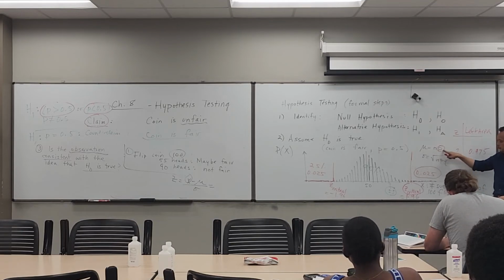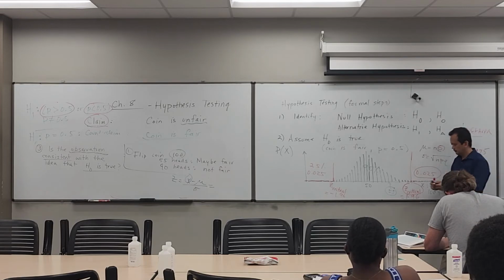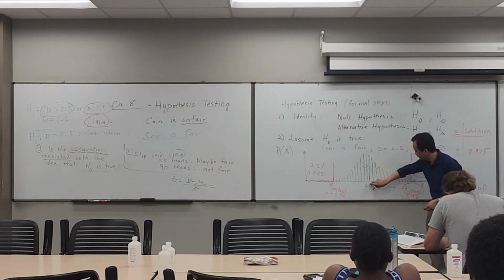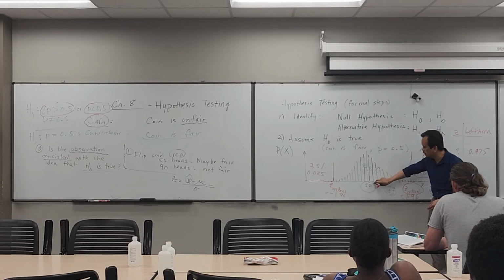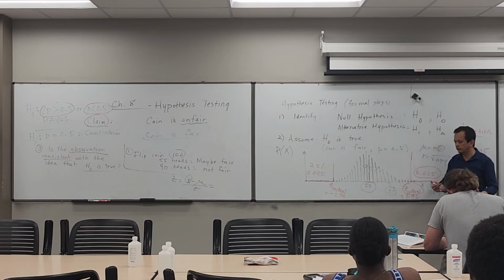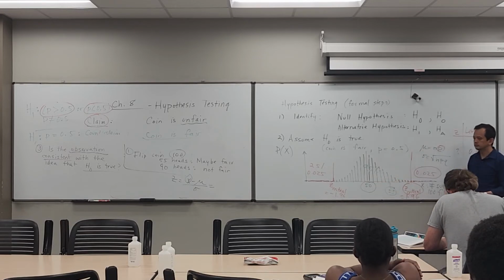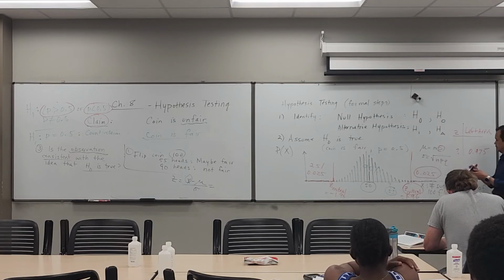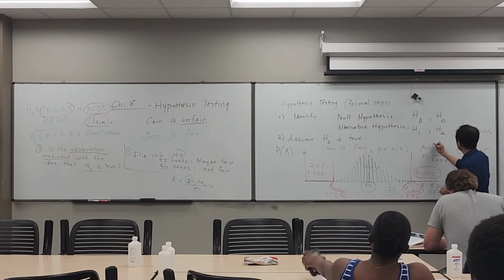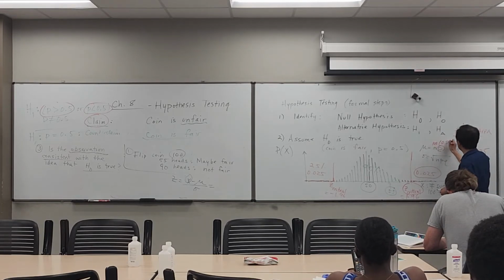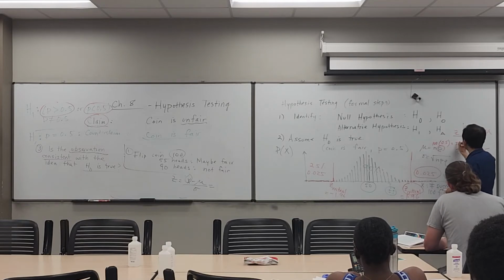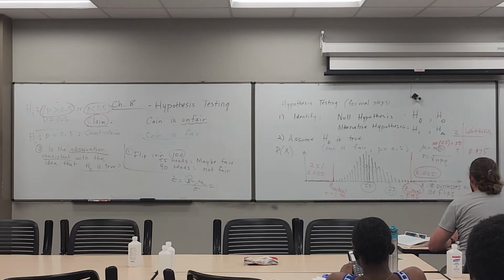So the mean is going to be 50. And that's consistent with our intuition here, which is if the coin is actually fair and we flip it 100 times, the most likely number of heads is 50. So that's the mean, which is 100 times 0.5, which is n times p.